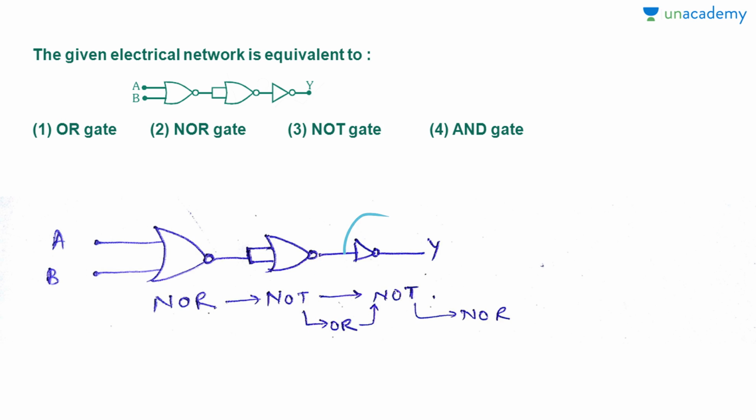Now OR is the input to a NOT gate, so it will become equivalent to a NOR gate. Simple. So this output will become equal to a NOR gate. So our option is second.